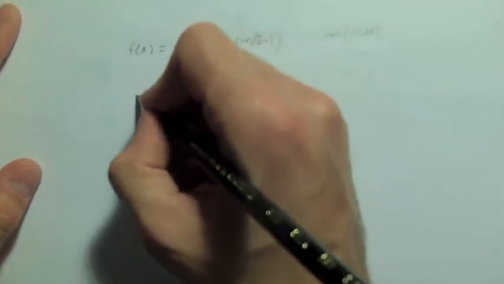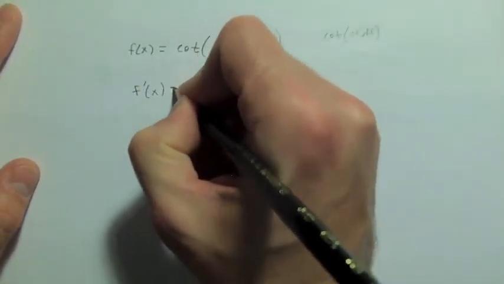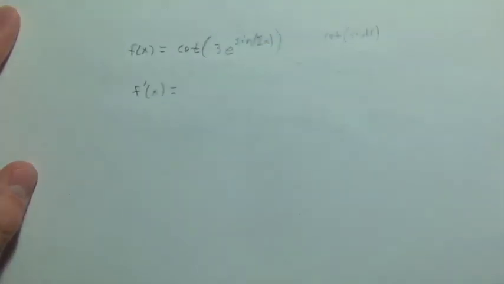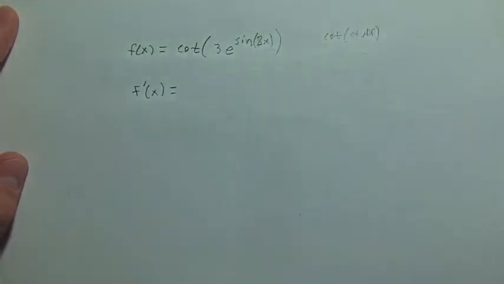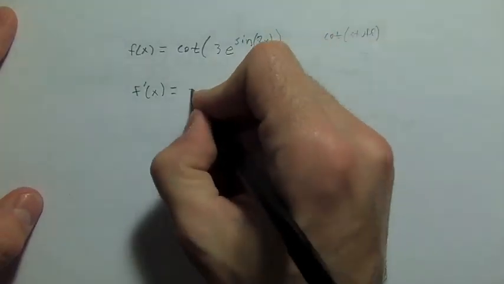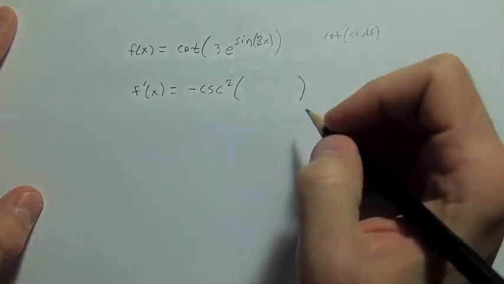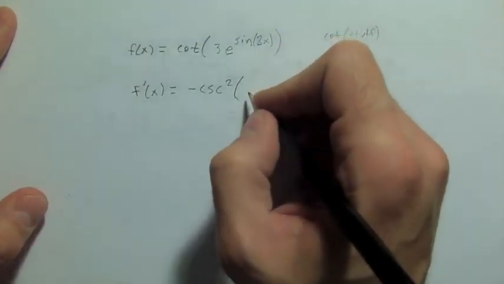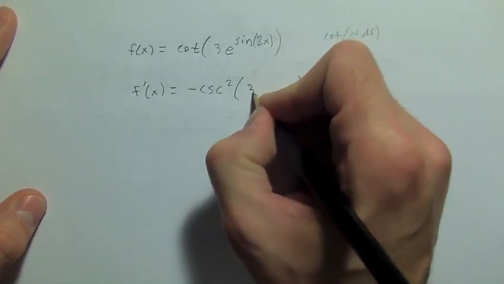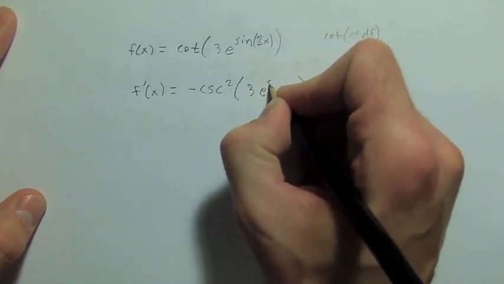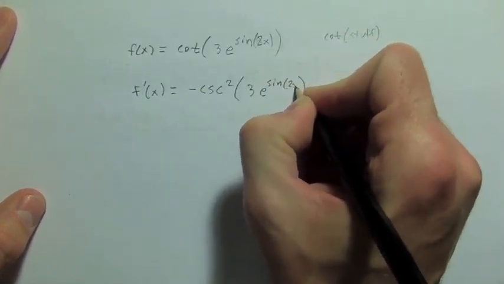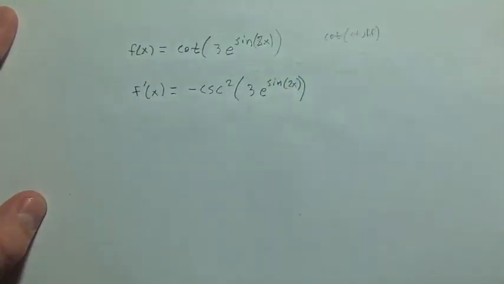So for the derivative of cotangent of stuff, what's the derivative of cotangent? At this point you should be able to spit that out right now. What's the derivative of cotangent? That's right, negative cosecant squared. And I'm just going to copy this stuff down. So this will be negative cosecant squared, 3 e to the sine of 2x. Okay, so I just copy it down.